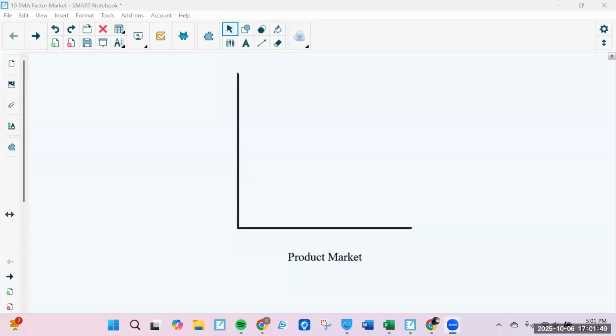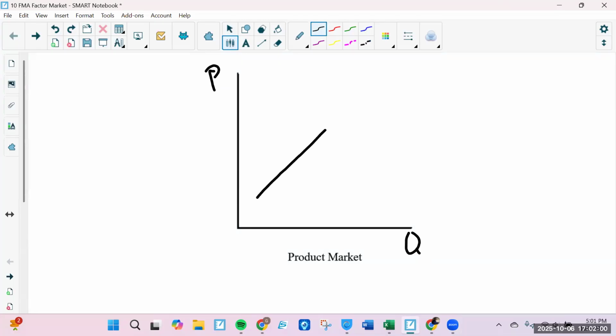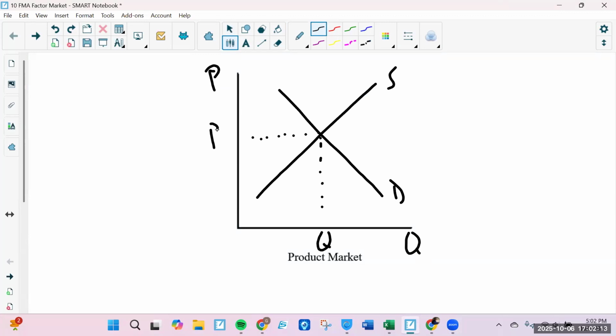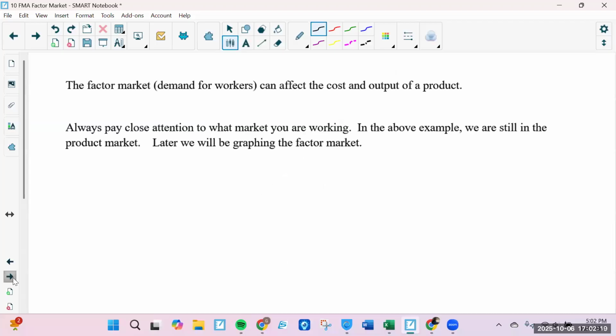Up until now, what we've been doing is the product market. In the product market, we've got just good old supply and demand. That's the main thing that comes off this. You've got your upward supply, your downward demand. And from that, we know the quantity of the product, whether it be apple pies or bicycles or sodas or whatever, and the price of that product, right? That's in the product market. Where we're going to go next is the factor market.